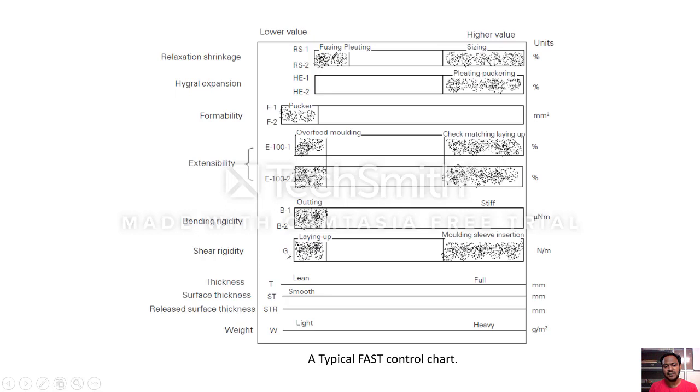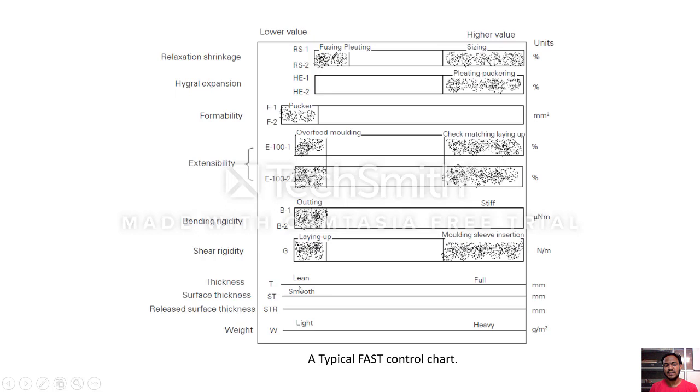Next is the shear rigidity. Shear rigidity is described by the term G. You can see there is no warp-wise or weft-wise direction mentioned here, because when you perform the shear rigidity test, you tilt the fabric to 45 degrees, in the bias direction only, and test it. So there is no warp or weft here. If the value is too low, it will create problems in laying up, and if the value is too high, then it will have problems in molding and sleeve insertion.